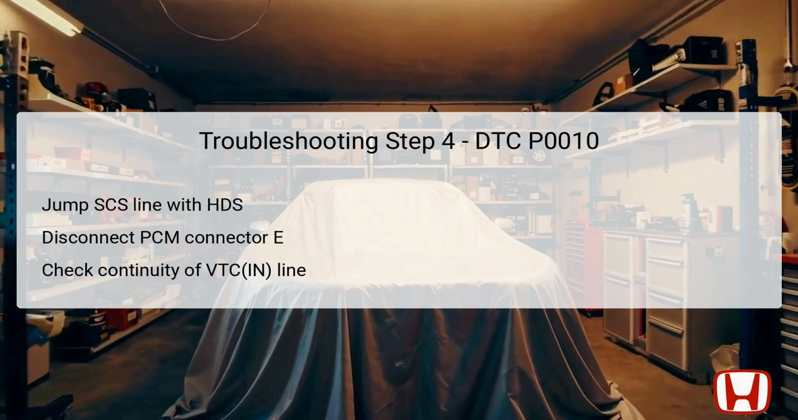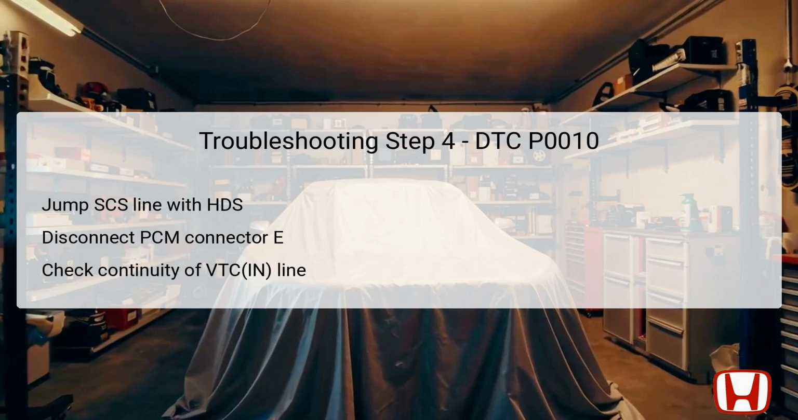In the fourth troubleshooting step, you will check the wire integrity of the VTC IN line. First, jump the SCS service check signal line using the HDS and allow more than 1 minute for the system to stabilize. Then, disconnect the PCM connector E, designated as an ADP connector, to ensure that the PCM powertrain control module is isolated during testing.